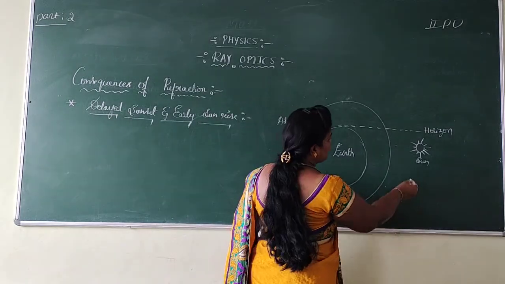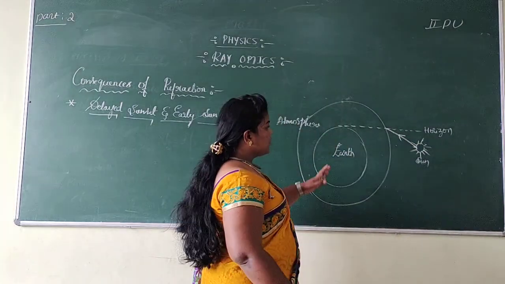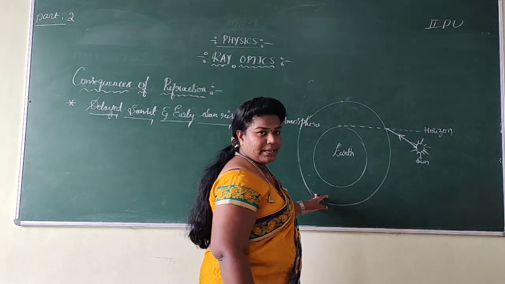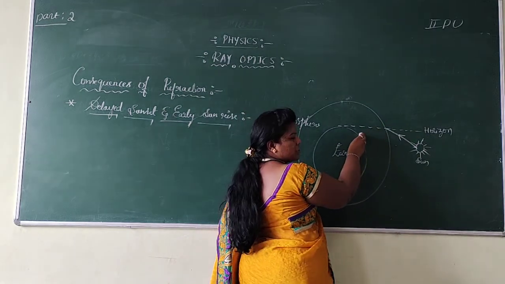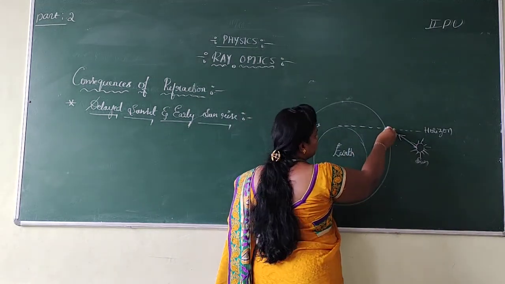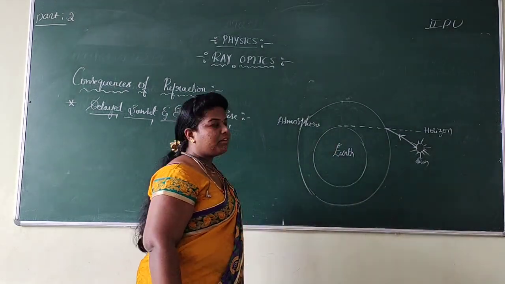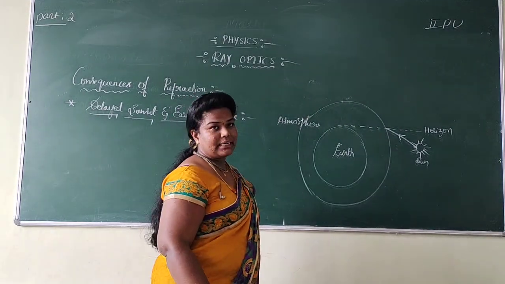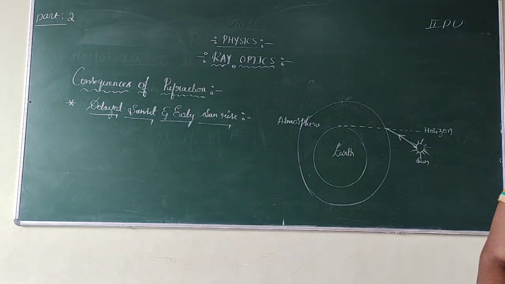My dear students, the rays of light from the sun are going to be incident on the atmospheric layers. We have so many layers, and the refractive index varies from one layer to another. At this position the refractive index is less, and as we reach towards us, the refractive index is high. So the ray of light is traveling from a rarer medium to a denser medium. When a ray of light travels from rarer to denser, it bends towards the normal.